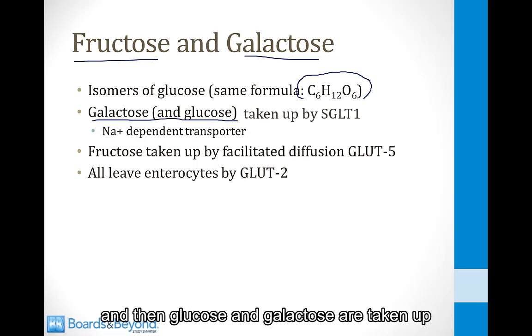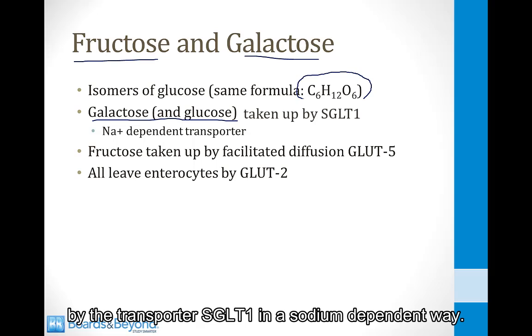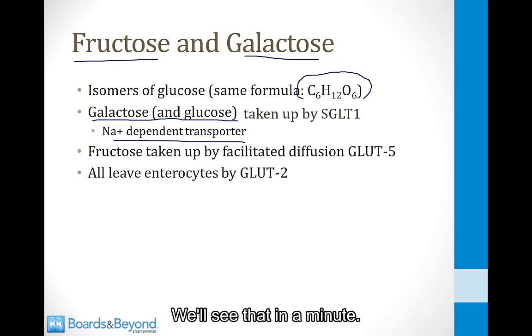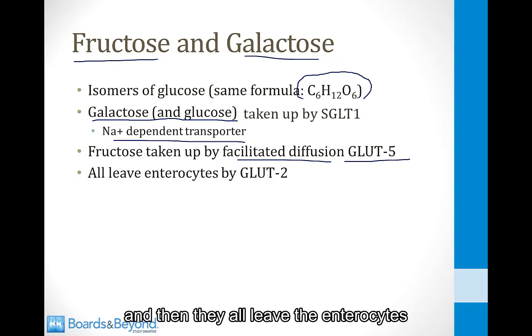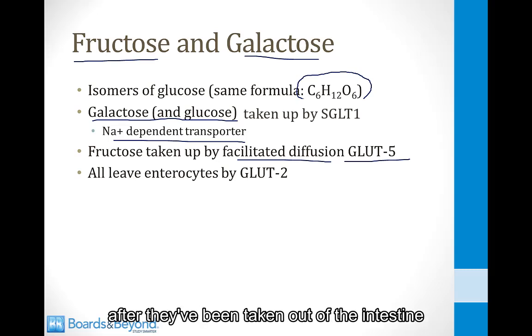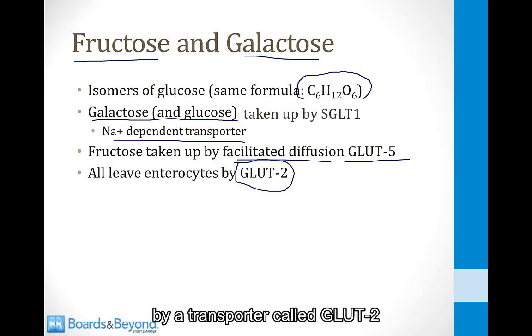All carbohydrates we ingest when we eat are broken down into glucose, galactose, and fructose, and then glucose and galactose are taken up by the transporter SGLT1 in a sodium-dependent way. We'll see that in a minute. Fructose, on the other hand, is taken up by facilitated diffusion by a transporter called GLUT5, and then they all leave the enterocytes after they've been taken out of the intestine by a transporter called GLUT2.